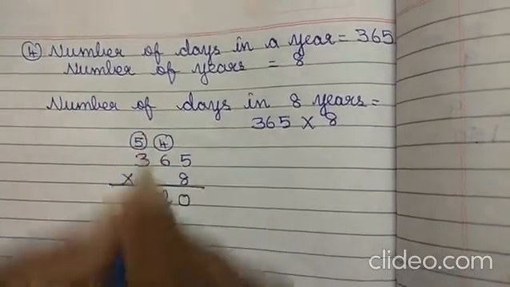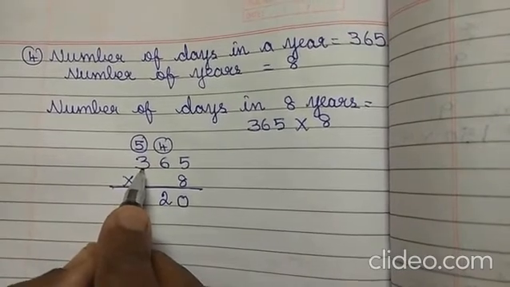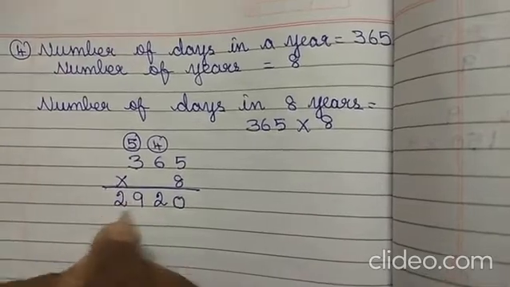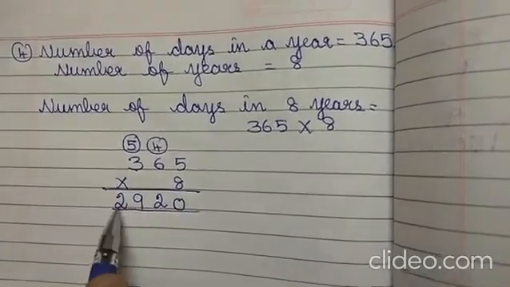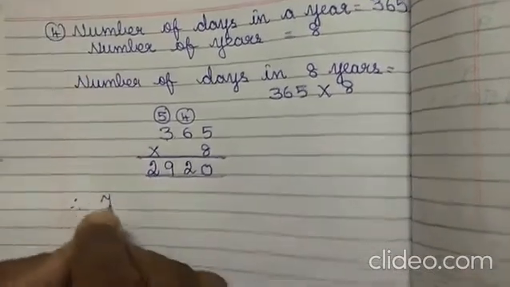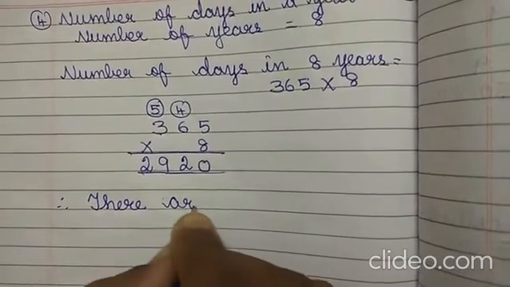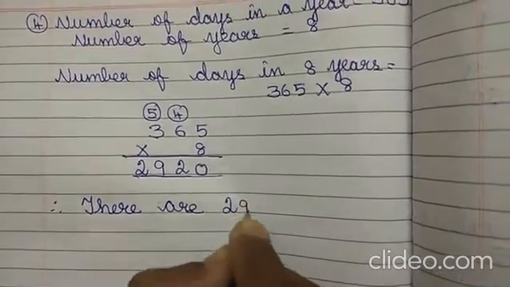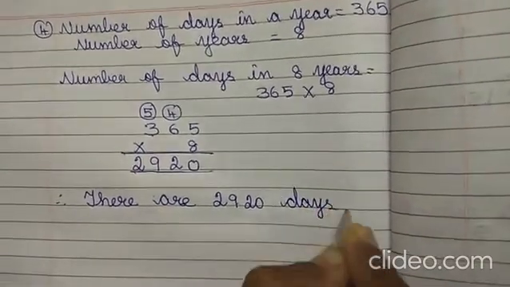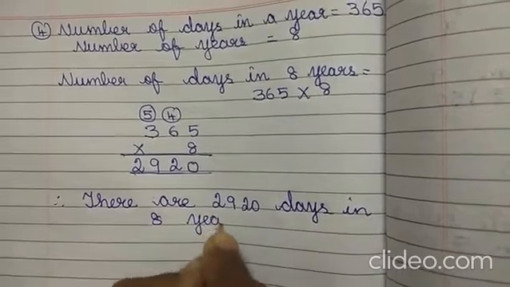Okay. Now 8 3s are 24. 24 plus 5, 25, 26, 27, 28, 29. So total how many days are there in 8 years, children? 2920. So there are 2920 days in 8 years.